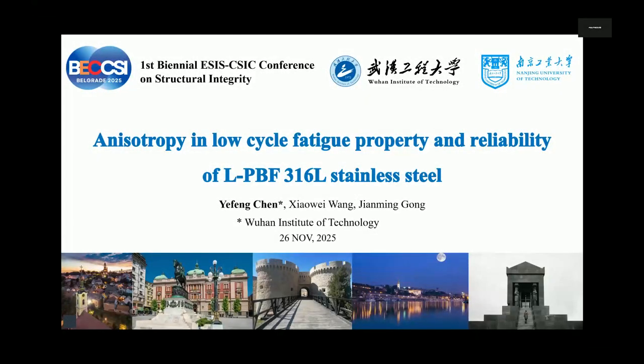Maybe I will introduce the name of the LPBF 316L in different standards. The additive manufacturing method has different names, like PBFL, LPBF, and SLM. So they are the same additive manufacturing technology.